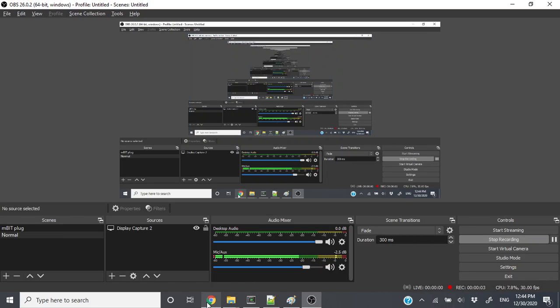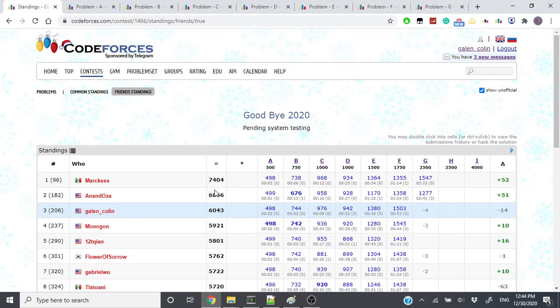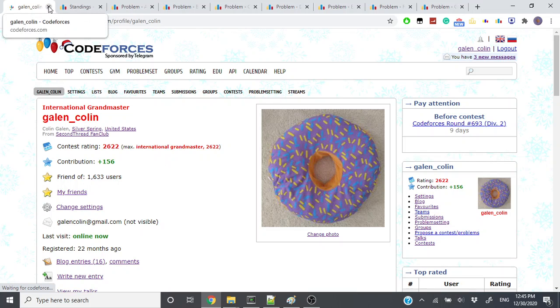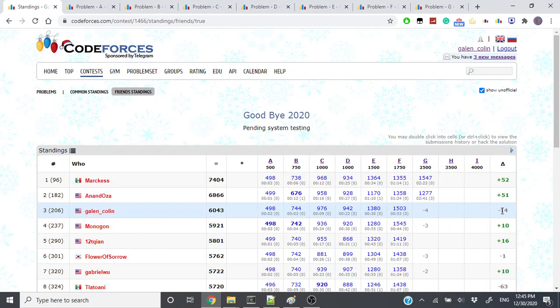Hey guys. So today, Goodbye 2020 happened, and I did my first contest in a long time. And from what I know, if I don't fail system tests, I will be keeping International Grandmaster because I have this minus 14 right now, and that's enough. That'll put me at 2608. Okay, so that's cool.